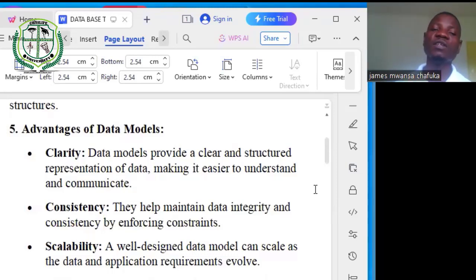So it is very much easy to understand the representation of data and easy to communicate because of the clarity. So the data model brings the aspect of clarity. Okay, and then there is also another advantage of data model, which is consistency. So there is also an aspect of consistency in data model.